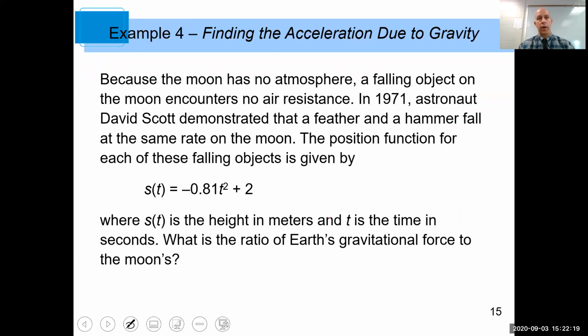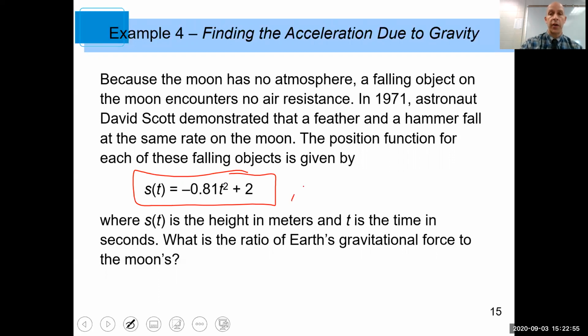Okay, finally, let's end it with a question involving some acceleration due to gravity. Because the moon has no atmosphere, a falling object on the moon encounters no air resistance. In 1971, the astronaut David Scott demonstrated that a feather and a hammer fall at the same rate on the moon. The position function for each of these falling objects is given as follows, where s of t is the height in meters and t is the time in seconds. What is the ratio of the Earth's gravitational force to the moon's?